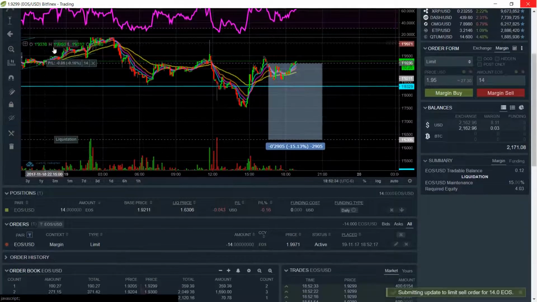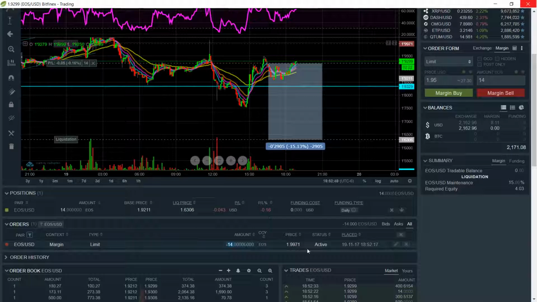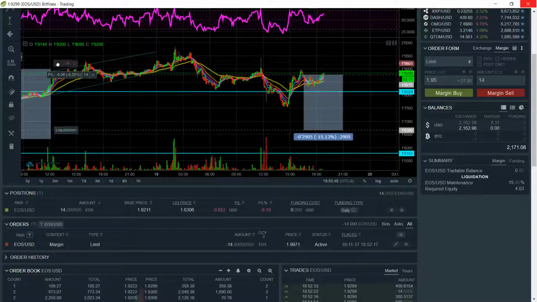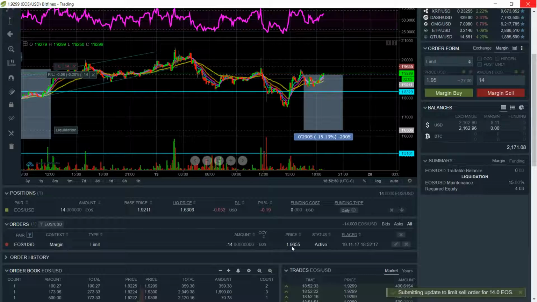So if I wanted to sell it up there, notice it changed my price. Now your order screen comes up over here. I want to sell 14 right here at $1.99, right? If I dragged it a little bit lower, watch what happens to the number, guys. If I drag it lower and let go, watch right there. It now changes to 9655, right? So you can drag it to wherever you want.